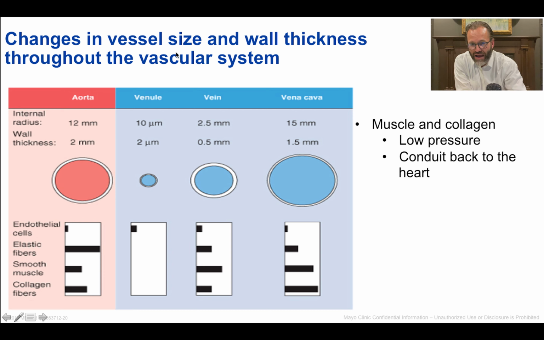Now, when we start to come back to the central circulatory system after we go through the capillary beds, you can see here that with venules, veins, and certainly the vena cava, now we've got vessels that are predominantly comprised of muscle and collagen. And again, these are very low pressure. If we even look at the elastic fibers as well, we don't necessarily have that much elastic fiber inside the veins or vena cava as compared to the aorta or other large arteries. But again, this is serving largely as a conduit back to the heart.